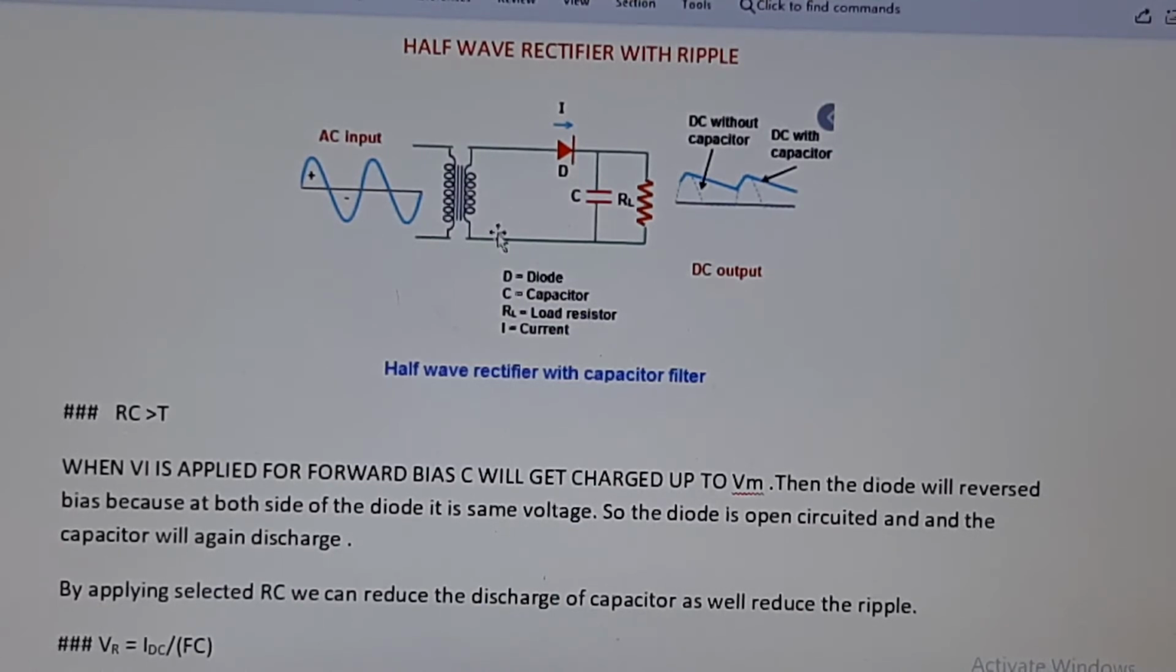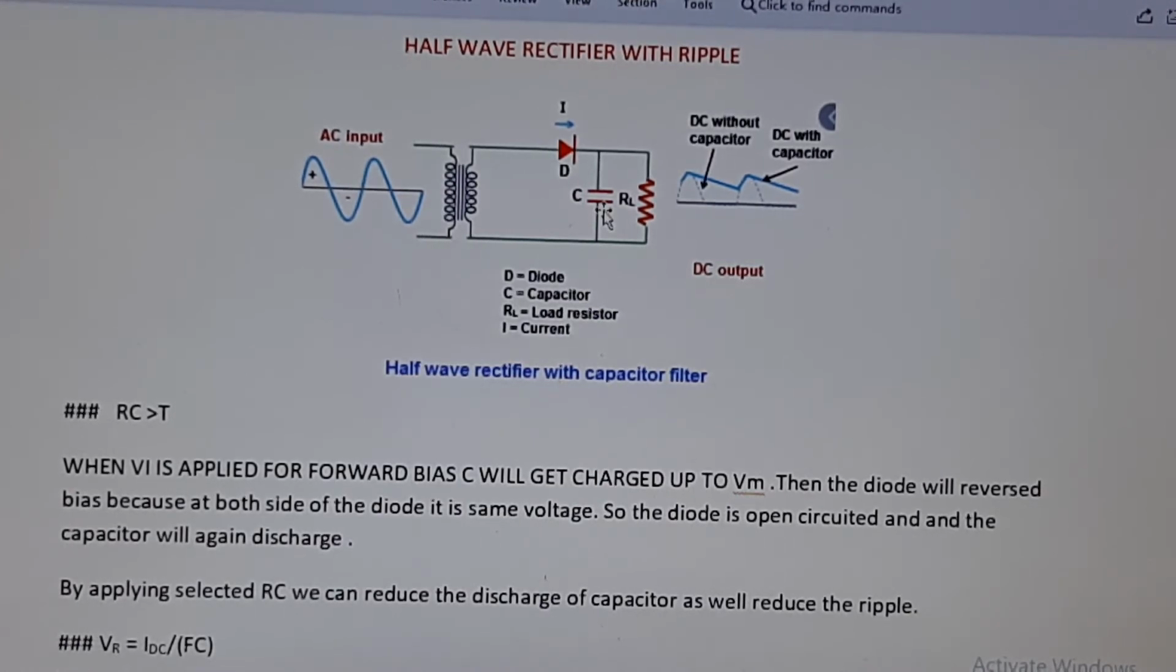That is the work of a ripple. If we apply a capacitor, what will happen then? When we apply a sinusoidal voltage, the capacitor will get charged, and until the voltage at both sides of the diode, on this side and on this side, is equal, the capacitor will get charged.